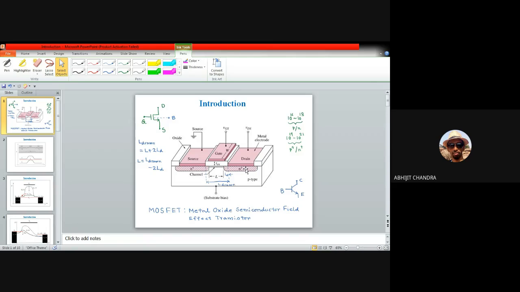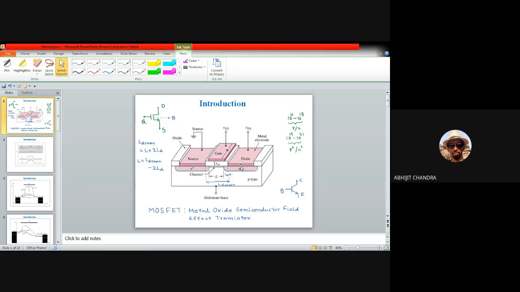As these two junctions are reverse biased, there is no physical connection, because for a P-type semiconductor the majority carriers are holes, and within the N plus region we have majority carriers like electrons. Although the electrons are there in both N plus regions, there is no connection between them. The electrons cannot move from this terminal to that terminal. So initially, there is no channel existing between the source and the drain.